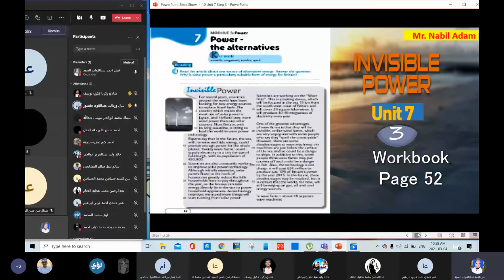Power, the alternatives. Shadi, what do you understand from the title? Power, the alternatives. We can replace renewable power with non-renewable power. That is the opposite, Shadi. The opposite is right. We can replace non-renewable sources of energy with renewable sources of energy. Okay, so we should find alternative sources of energy. Okay, good, Shadi, thank you.